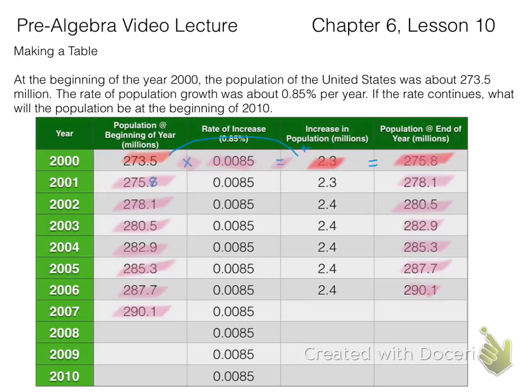290.1 million people times 0.0085 is going to give me 2.5. Add them up, and we're going to get the new population at the end of 2007, which is 292.6 million people. Start that off with the next year, and we're going to do it.